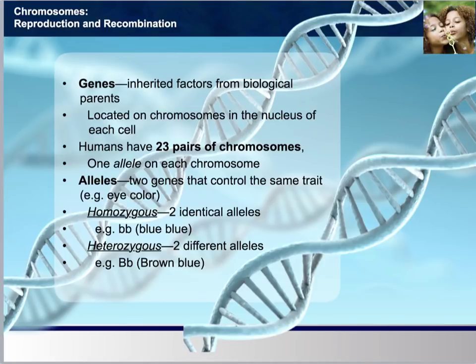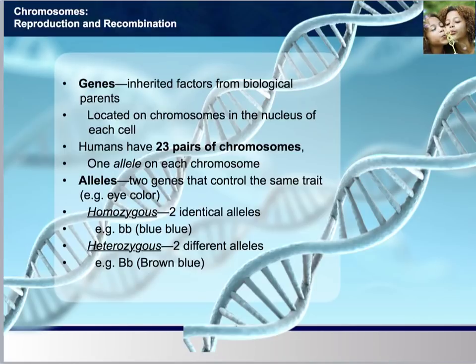One gene is provided by each parent, but they don't have to be the same color from each. And so we start having what we call homozygous and heterozygous alleles. Homozygous is basically two identical alleles, for example, having two recessive traits like blue and blue eyes, or having two dominant traits like brown and brown eyes, whereas heterozygous would be two different alleles where we would have brown eyes and blue eyes.